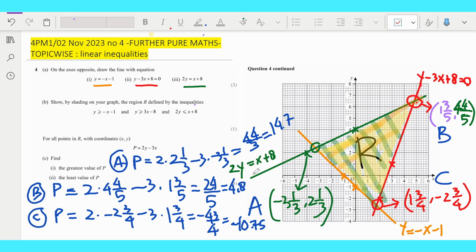So guys, from these three values A, B and C, the maximum value is 14.7 and the minimum value is negative 10.75. That is, max is point A and min is point C. So that will be our final answer. Max goes to the greatest value of P, that will be our answer, and min will be this one, the least value of P. That will be our answer.